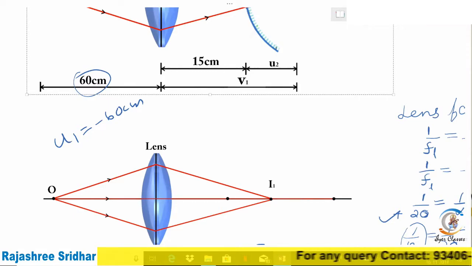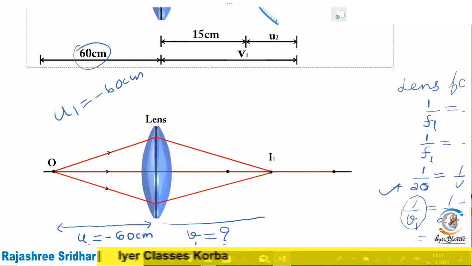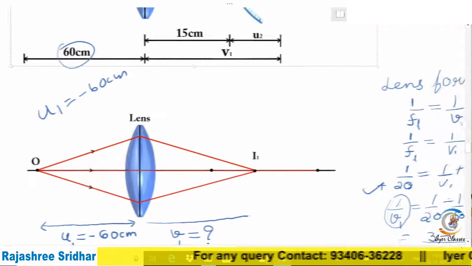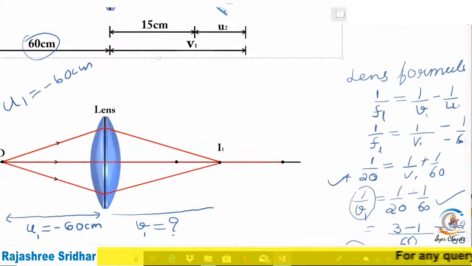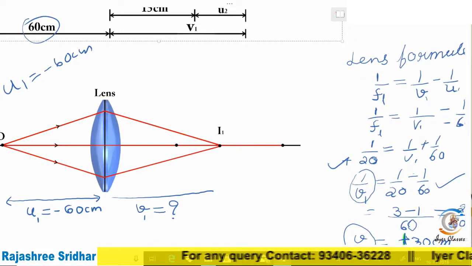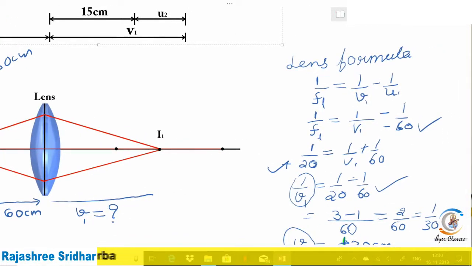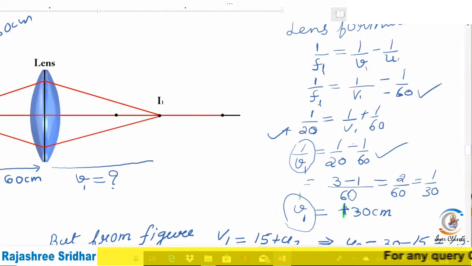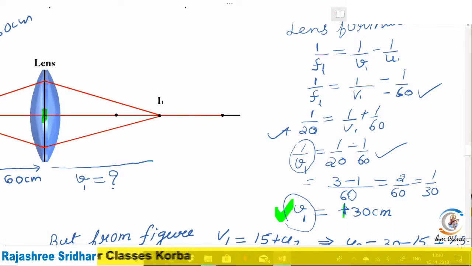Now, you can see that this is a lens and the object is placed at a distance of 60 centimeters as given in the diagram, right? You are given that the focal length of the lens is equal to 20 centimeters. So, simply you can apply the lens formula. 1 upon F1 is equal to 1 upon V1 minus 1 upon U1, and put the values here. We know that F is equal to plus 20 centimeters, U, that is the object distance, is equal to minus 60 centimeters. Substituting the values, we have calculated the image distance V1 as 30 centimeter from the optical center of the lens.